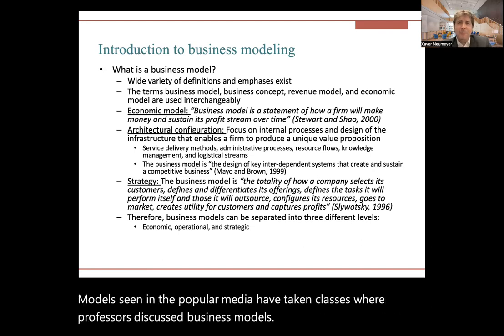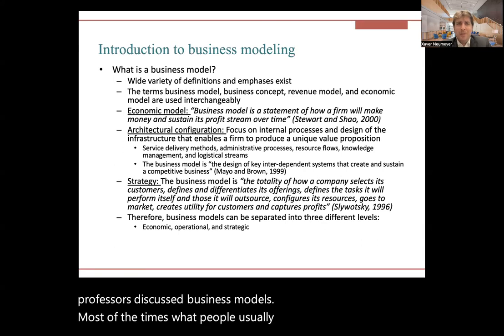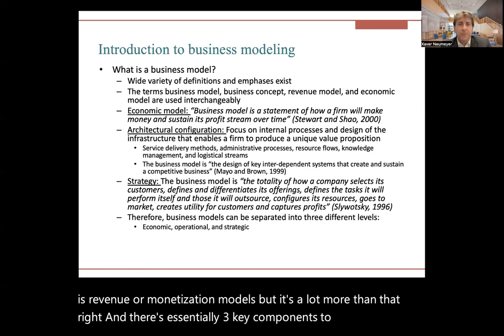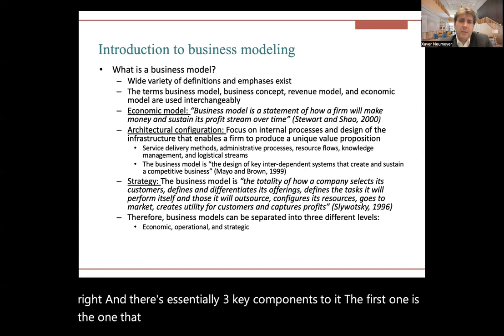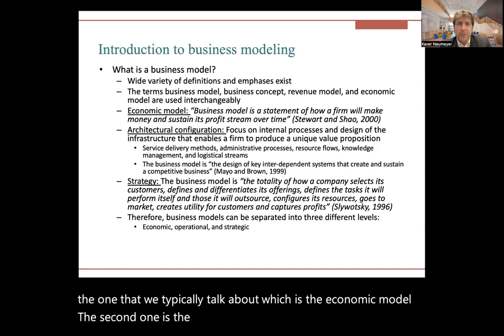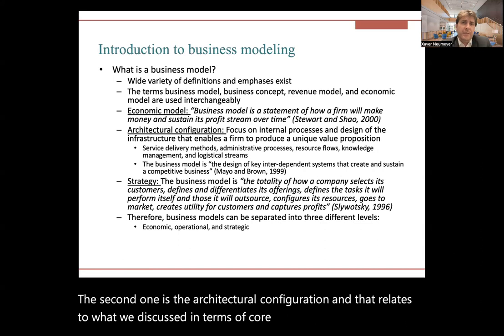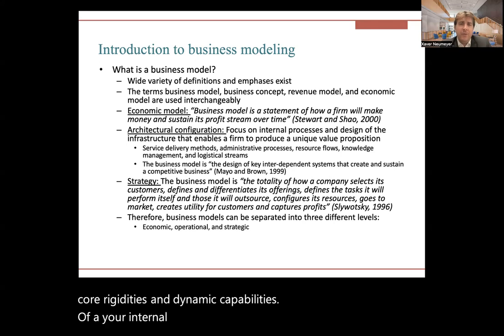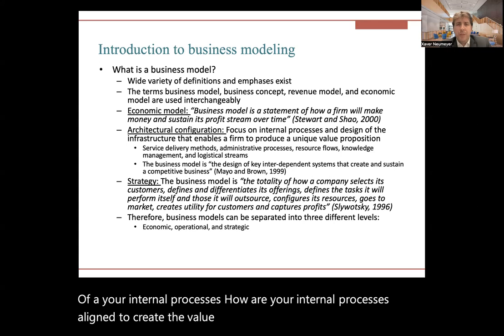Most of the time, what people usually mean with business models is revenue or monetization models, but it's a lot more than that, right? And there's essentially three key components to it. The first one is the one that we typically talk about, which is the economic model. The second one is the architectural configuration, and that relates to what we discussed in terms of core competencies, core rigidities, and dynamic capabilities of a firm. Your internal processes: how are your internal processes aligned to create the value that you're proposing?